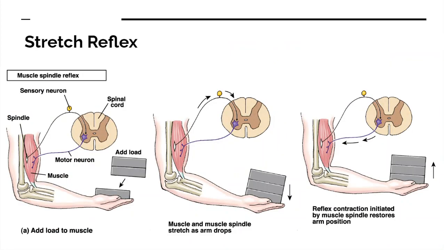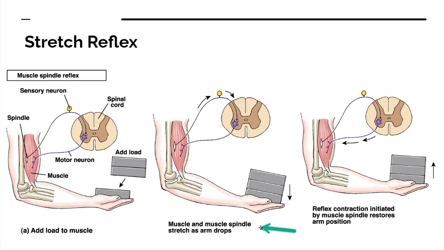For the stretch reflex, here's our biceps brachii. If you're holding, say, a load, and then somebody adds more load to it, it kind of drops, and you can imagine that your elbow will go into extension. There will be a fast length change in your muscle. The muscle spindles will respond, and the response will be that the muscle fibers will begin to contract.